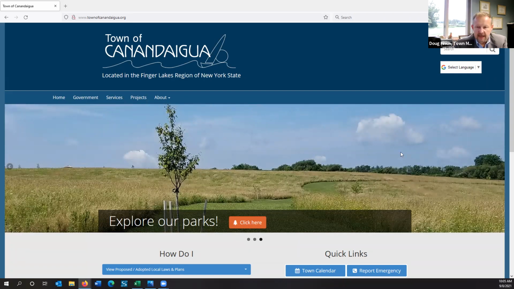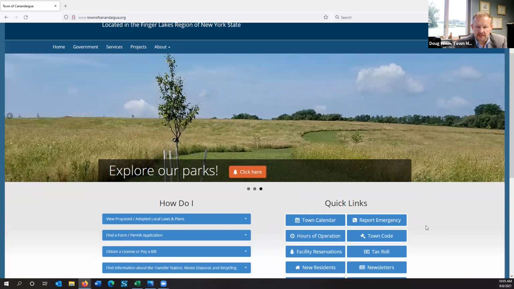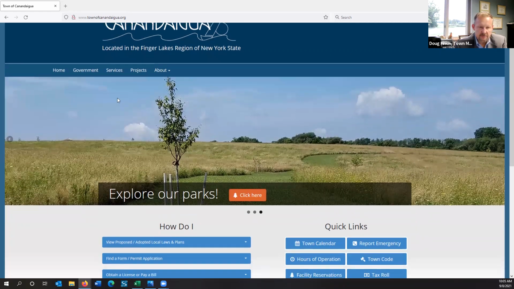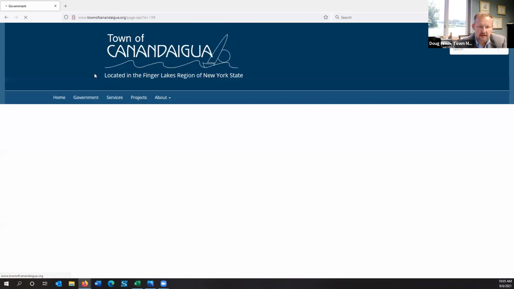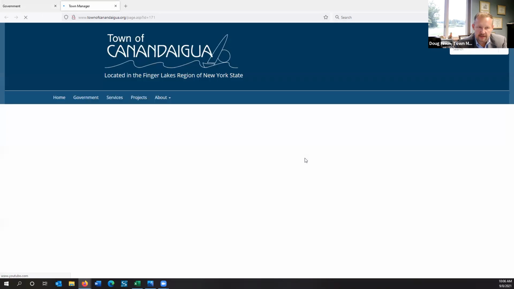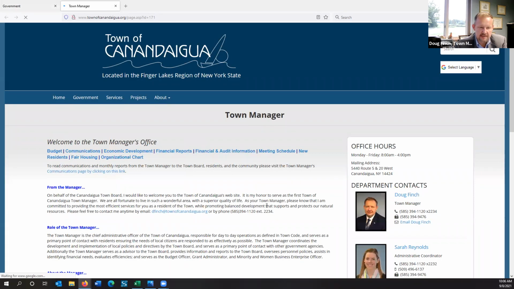townofcanandaigua.org. And right here on the front page, there's a ton of useful information. You always have the search box right up here where you can type in a keyword and go find that information. But I know specifically where I want to go to find the budget information. So I'm going to click on this tab called Government right here at the top, and then I'm going to go to officials. And the first place I'm going to go right here is the town manager. And that is me. And this is the Town Manager Citizens Academy.